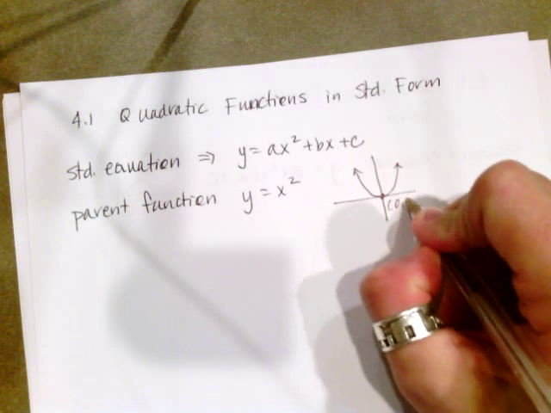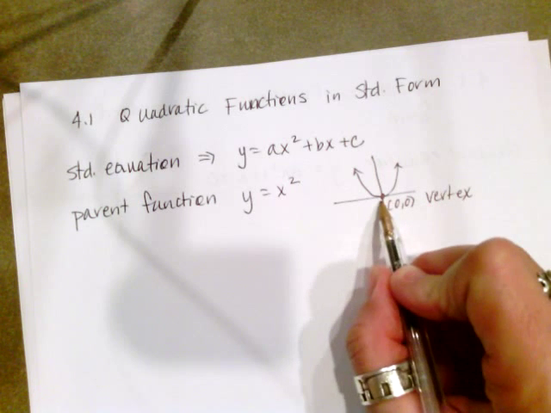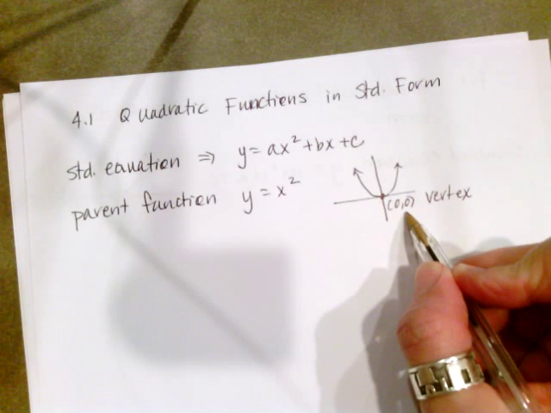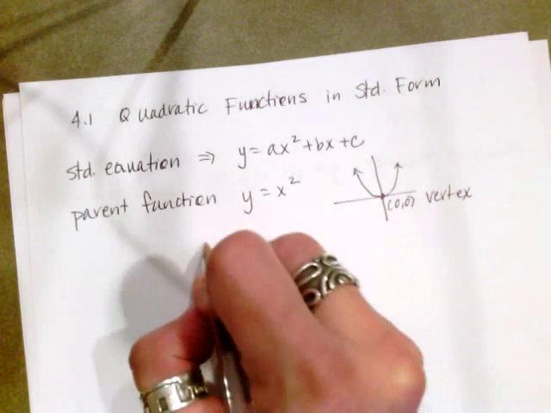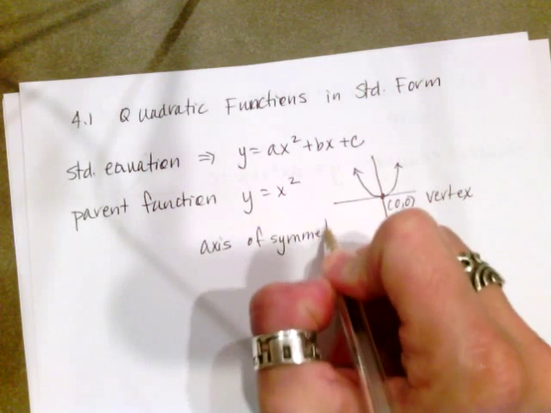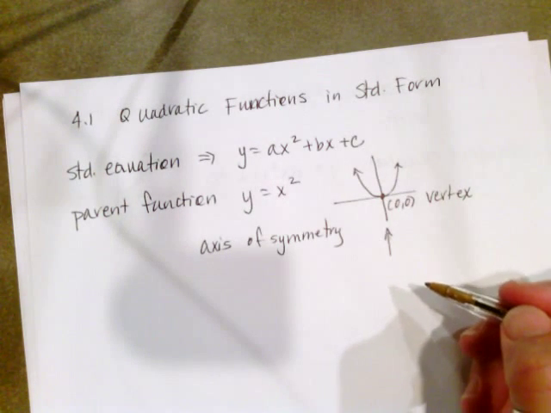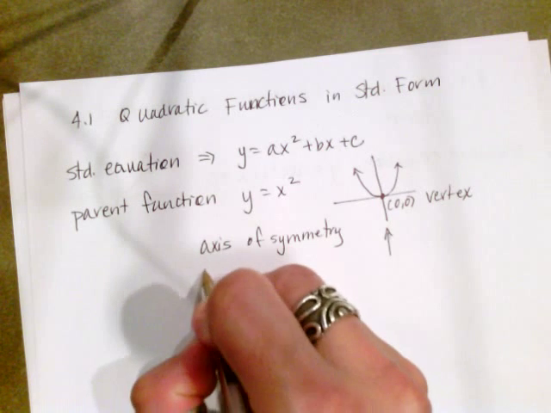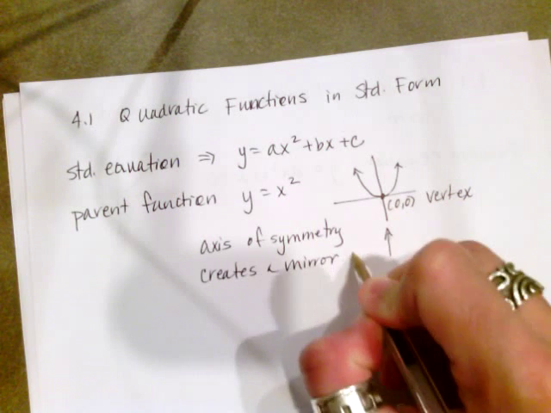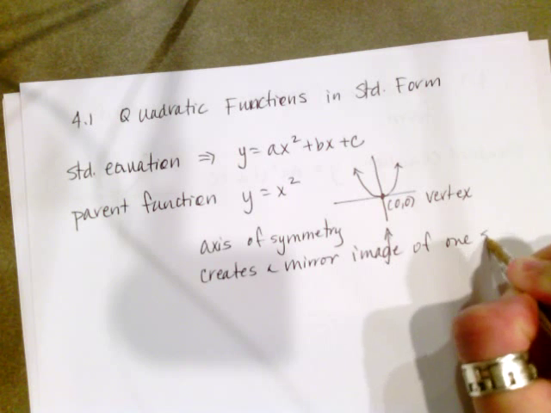This particular graph, the parent function's vertex, which is right here, is at the origin, and its coordinates would be 0, 0. And the axis of symmetry, I'll put that over here, is going to be right here on the y-axis. So that means that it creates a mirror image of one side of the parabola.